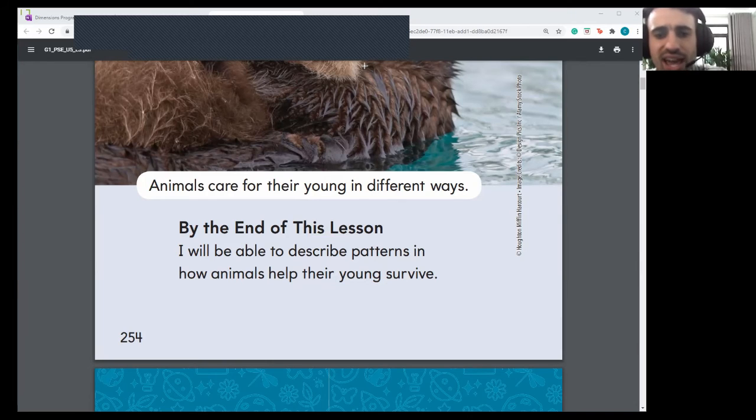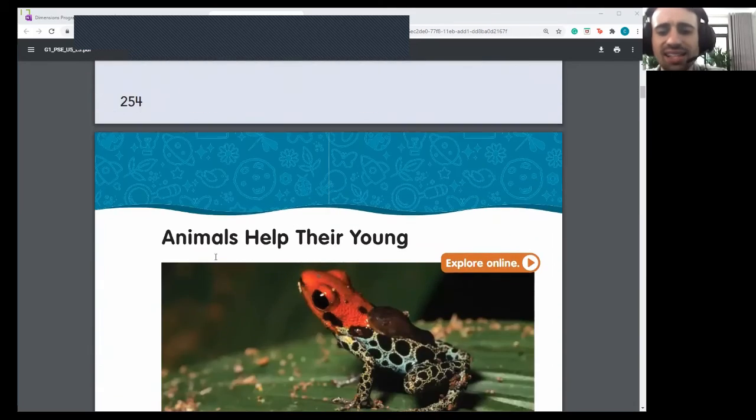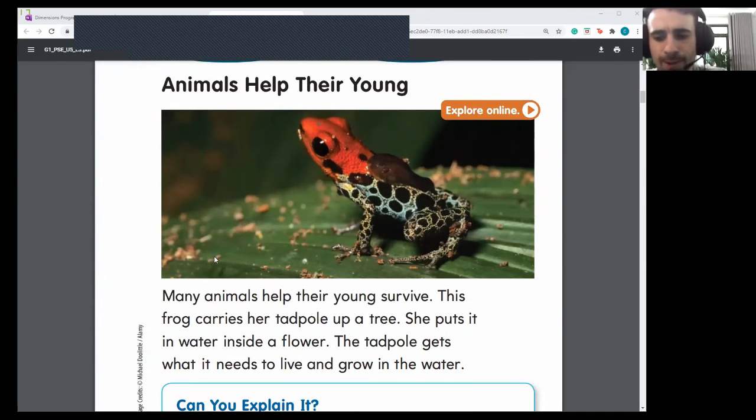Everyone knows that fall goes fall, and then winter, then spring, then summer. That's because it's a pattern. And you guys can describe the pattern of the seasons by telling me. But in this lesson, we're going to learn about patterns and how animals help their young survive. Let's look at an example.